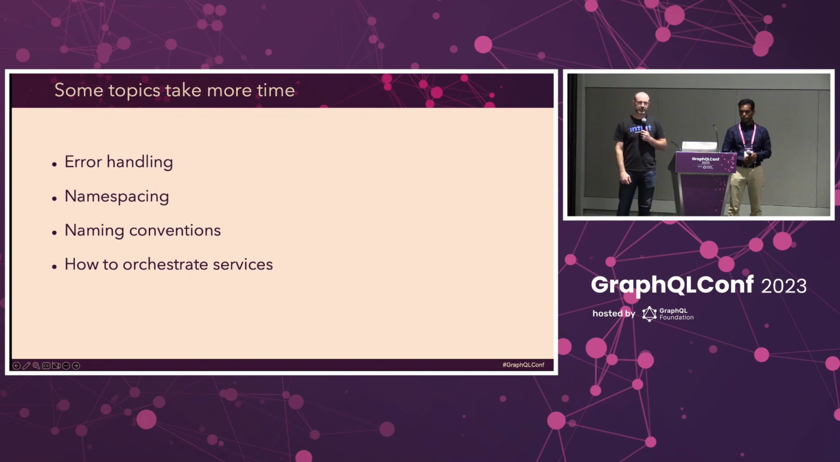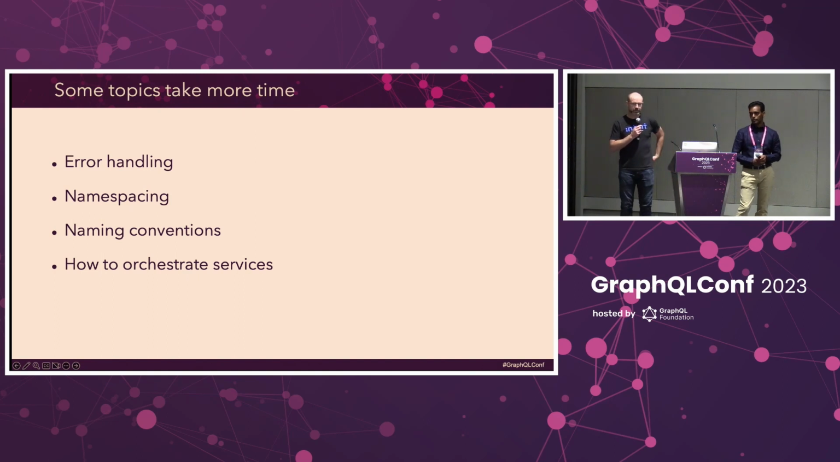Naming conventions, as the old saying goes, the three hardest problems in computer science are naming things and off by one errors, right? So the naming conventions, this is one of those things where trying to identify early on just how you want to do these kinds of things allows you to have consistency over time rather than changing it every 6 months, something like that, and evolving it. So figuring that out early is a good idea. And then finally, how to orchestrate services.